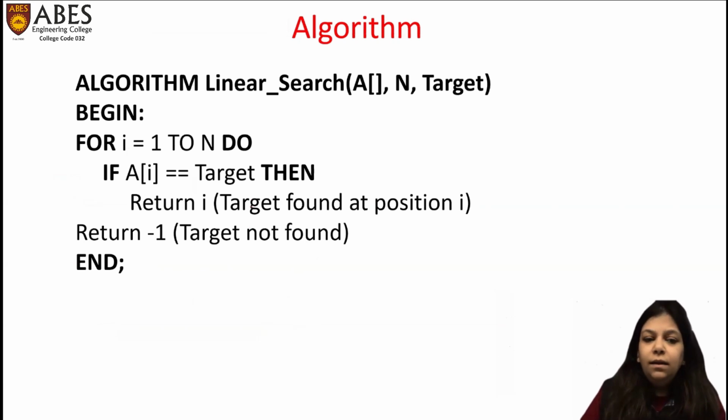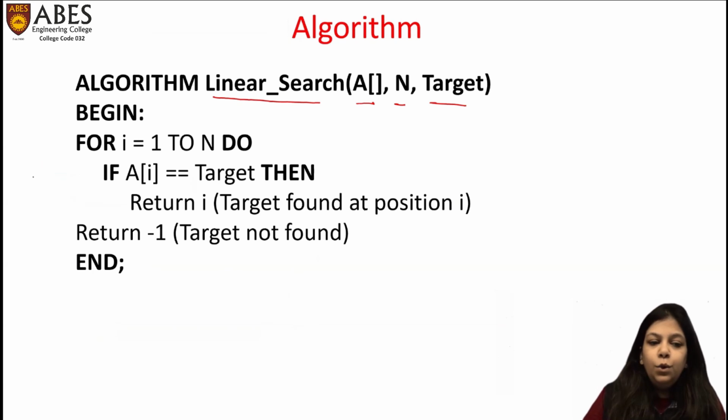So we can just see the algorithm. The name of the algorithm can be linear search. The parameters are A, the array in which we have to search the target, n, the total number of elements in the array, and target, the key value that we are searching for.